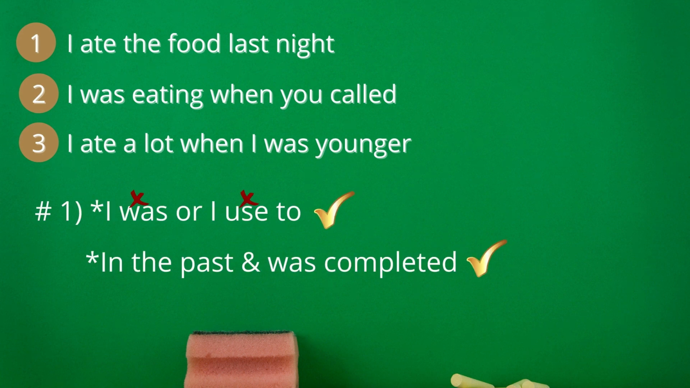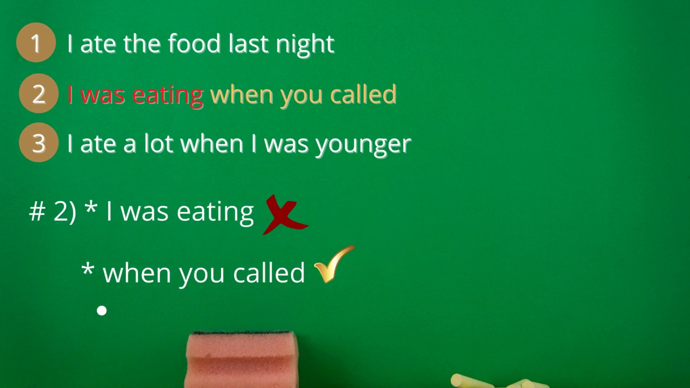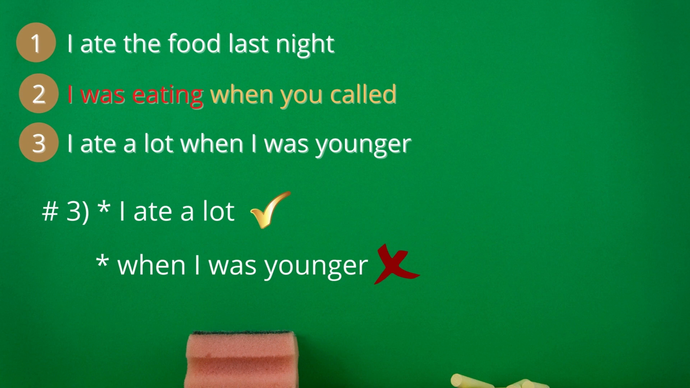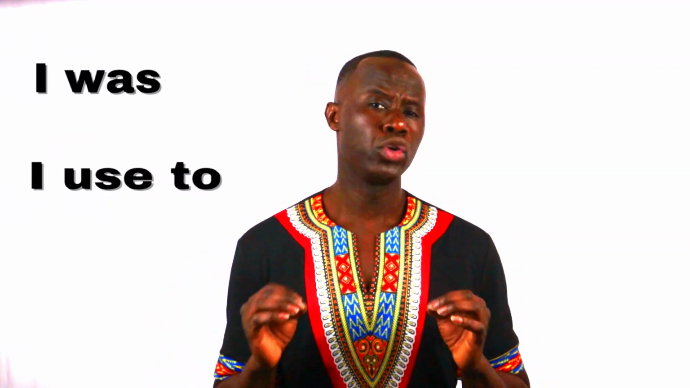Now, number 1, we can use the preterite because we didn't say I was or I used to. And like they said, it happened in the past and it was completed in the past. Number 2, we cannot use the preterite with I was eating, but we can use it with when you called. And number 3, we can use the preterite with I ate a lot, but not with when I was younger. As long as you remember that we don't use the preterite for was and used to, you'll do just fine.